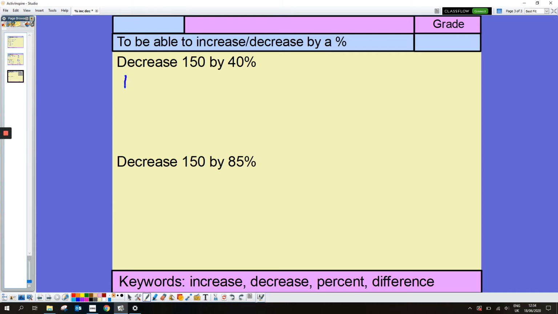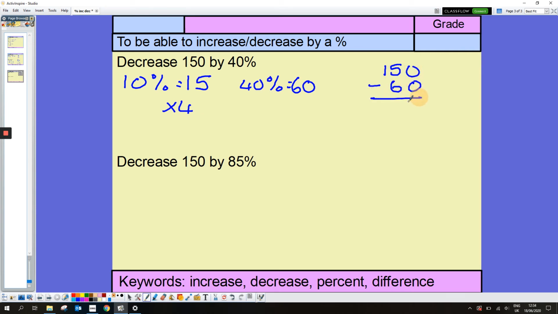My starting point is going to be 10%. So 150 divided by 10 is 15. And like last time, if I want 40%, I can times that by 4. So 40%, 4 15s, double it and double it again, is 60. So for a decrease, I need to subtract the 60. Again, you don't need to do column subtraction, but it can be very accurate, especially if the numbers get a little bit tricky. I can't do 5 minus 6, so I've borrowed to leave me with 90. So if that was in the sale, it's been decreased from £150 to £90, for example.